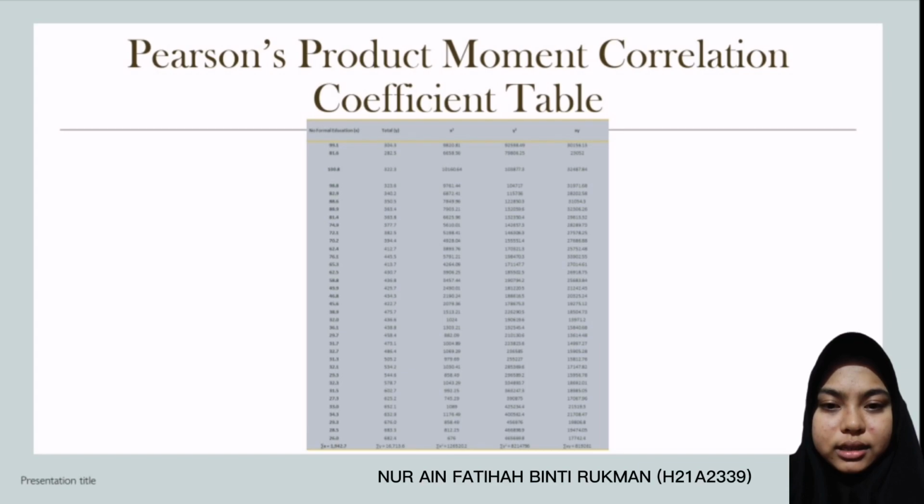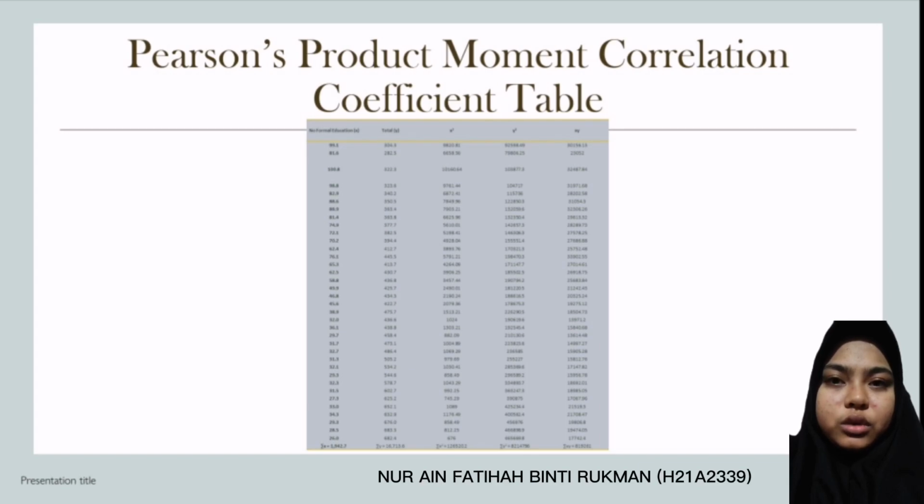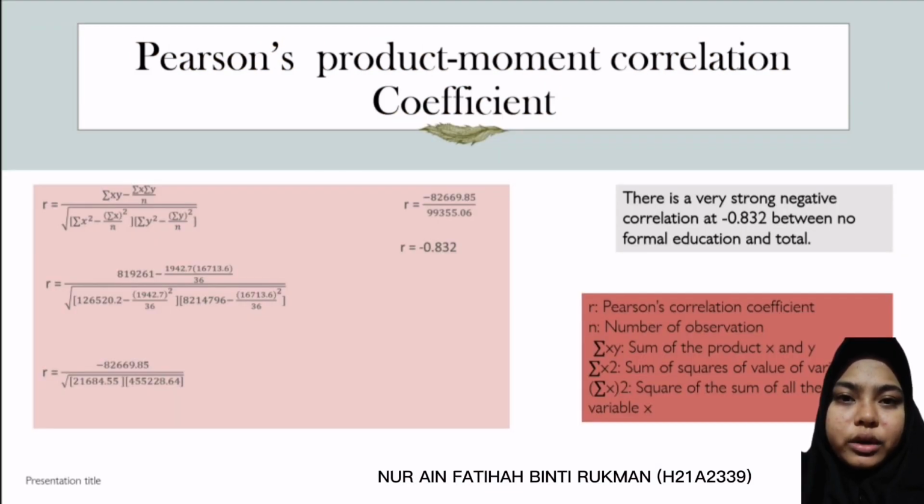I will present the simple linear regression. In this table, data N is 38. Develop the estimated regression equation. Sum of X equals 1942.7, sum of Y equals 16713.6, sum of X squared equals 126520.2, sum of Y squared equals 8214796, and sum of XY equals 819261.